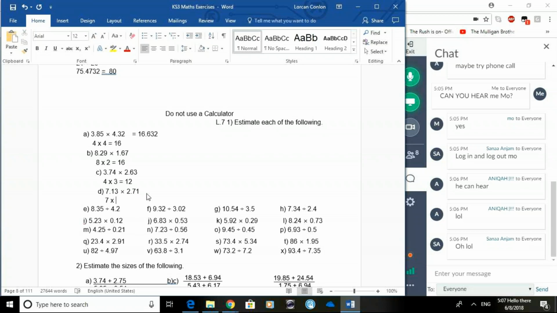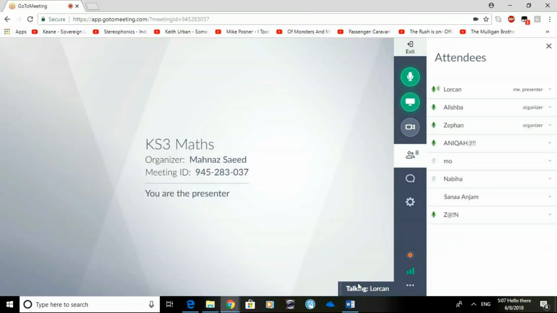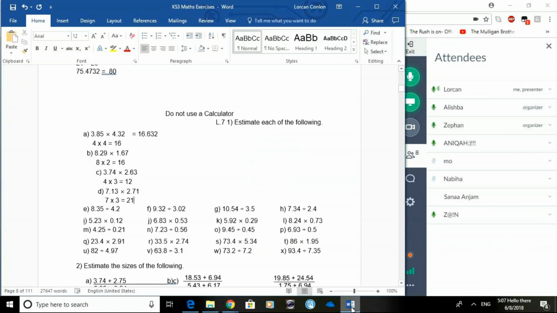And 2.71, what does it round to? 3. Good, guys. So that is roughly 21, okay? Everyone okay with that? Does anyone struggle with that? Does anyone want to go through another example?